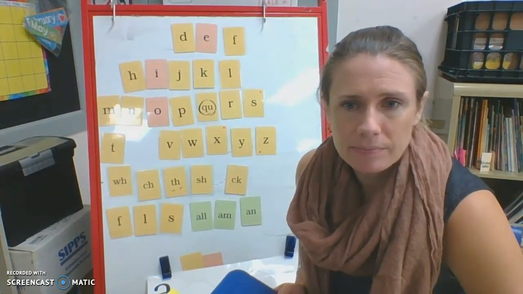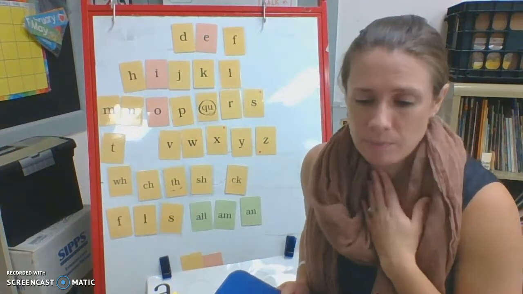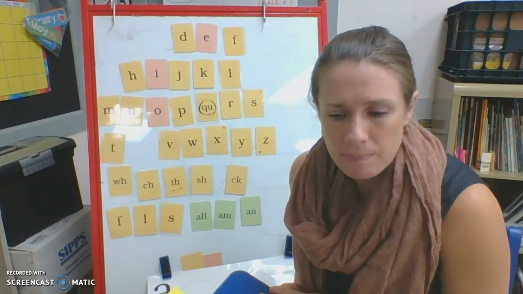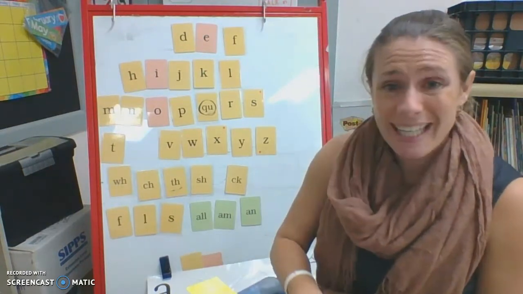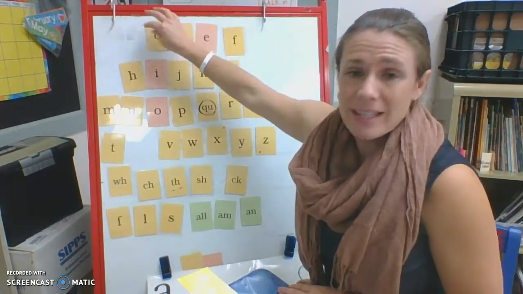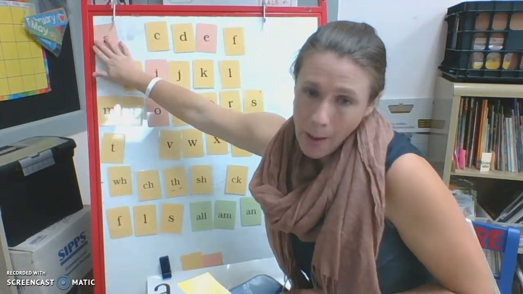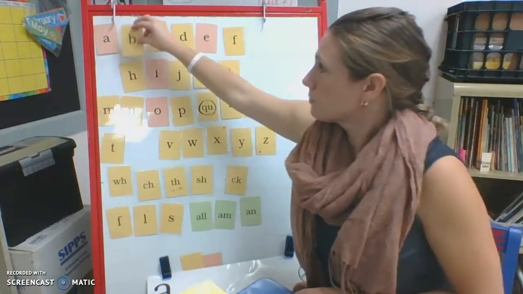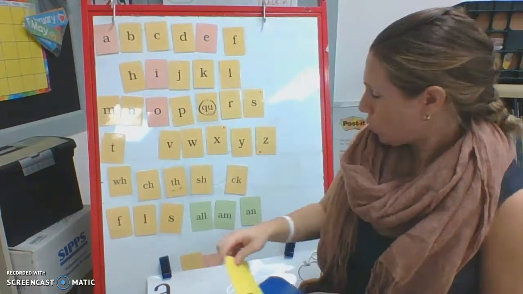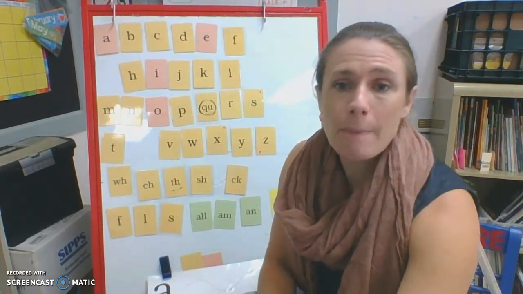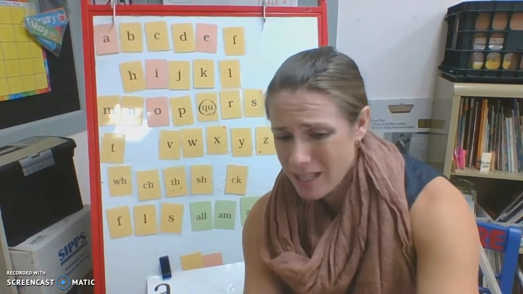Necks. Just one neck. Bells. Bell. What is the base word in kids? Kid. Good. What is the base word in mops? Mop. What is the base word in pens? Pen. How are you doing with this?